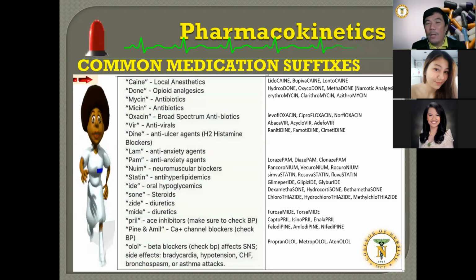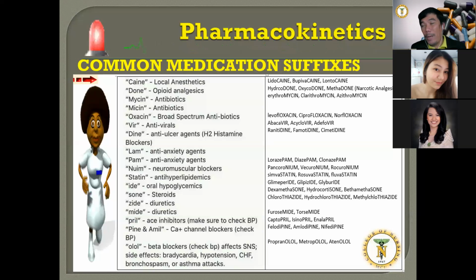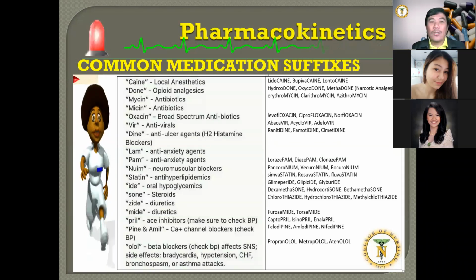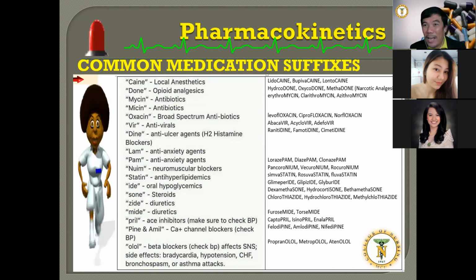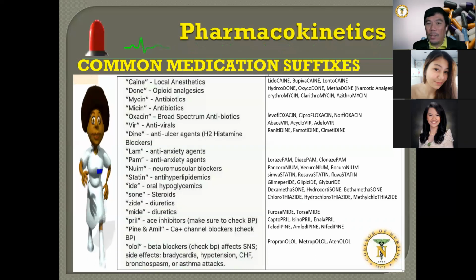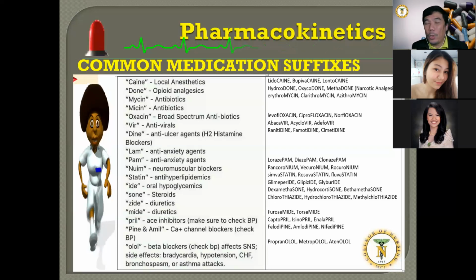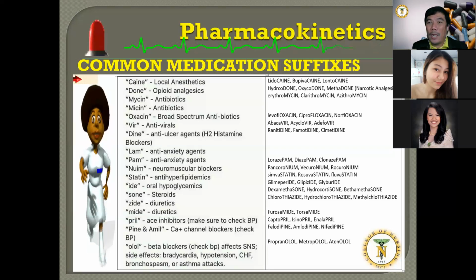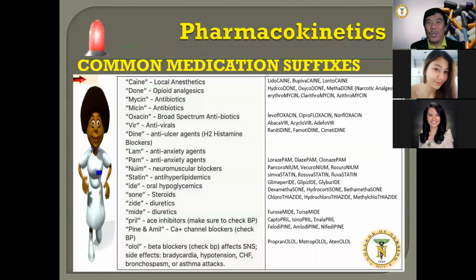So again, we have antacids: magnesium hydroxide, aluminum hydroxide, and simethicone. Next we have Gaviscon. Usually those are the antacids. Now, when we talk about the H2 blockers, these are the drugs that end in dine, tidine, and if we talk about proton pump inhibitors, these are the drugs that end in prazole.